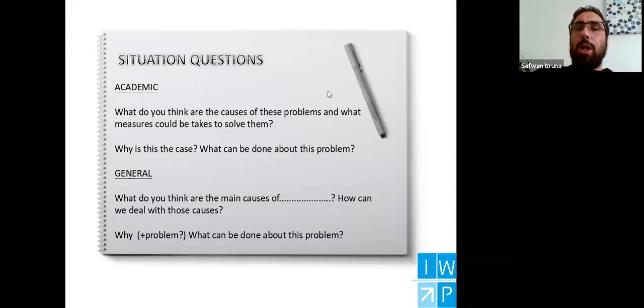Then we have situation questions. So situation questions, what they do is they present a problem. They give us any problem. It could be an economic problem, an environmental problem, a health problem, education, unemployment, whatever it is, it's going to be something bad. Okay, and then you are asked different questions. So you might be asked, why is this the case? What can be done about this problem?